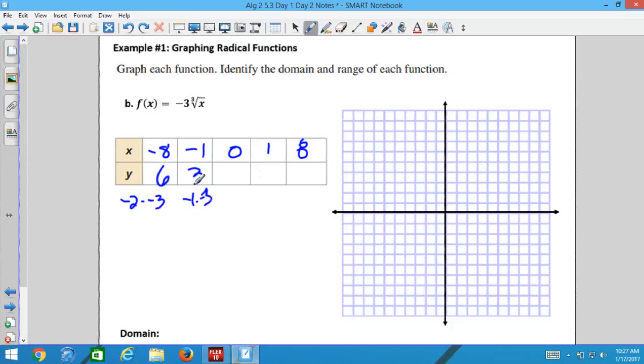So I'm just plugging stuff in. I'm making a table. This is stuff you guys have done a lot. This one, I plug in 1 and I get the cube root is 1. Multiply that by negative 3. Here, the cube root is 2. Multiply that by negative 3. Give me a point. When you graph these, it should look like the cube root function. So if you graph it and it's not looking like that, that should tell you you're doing it wrong.